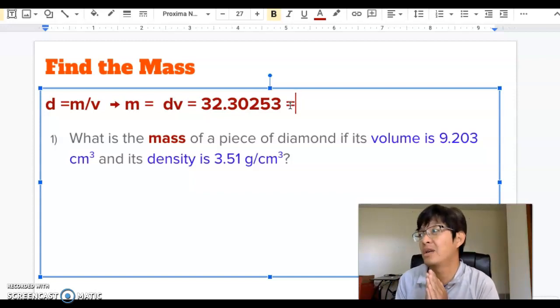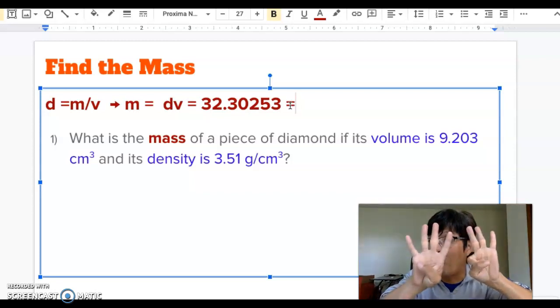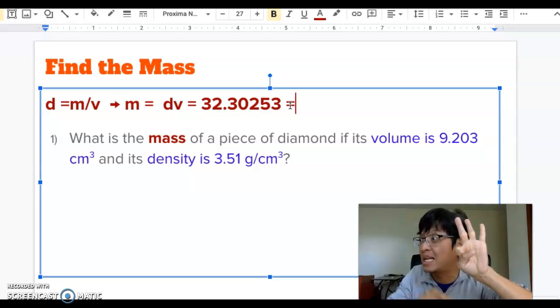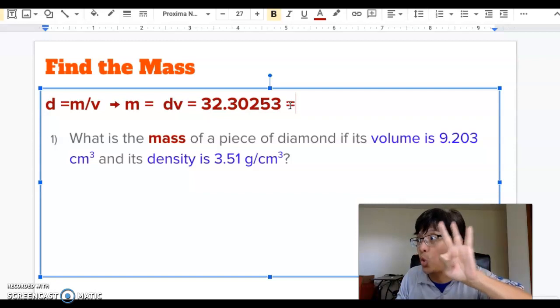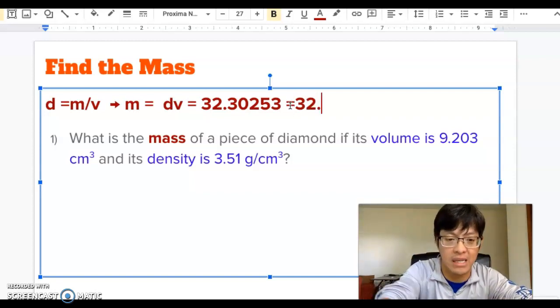So let me once again state, I have 3 digits and I have 4. Which one is the least? I am only as good as my weakest link. My least digit is not 4. My least digit is 3. So the answer would be 32.3.